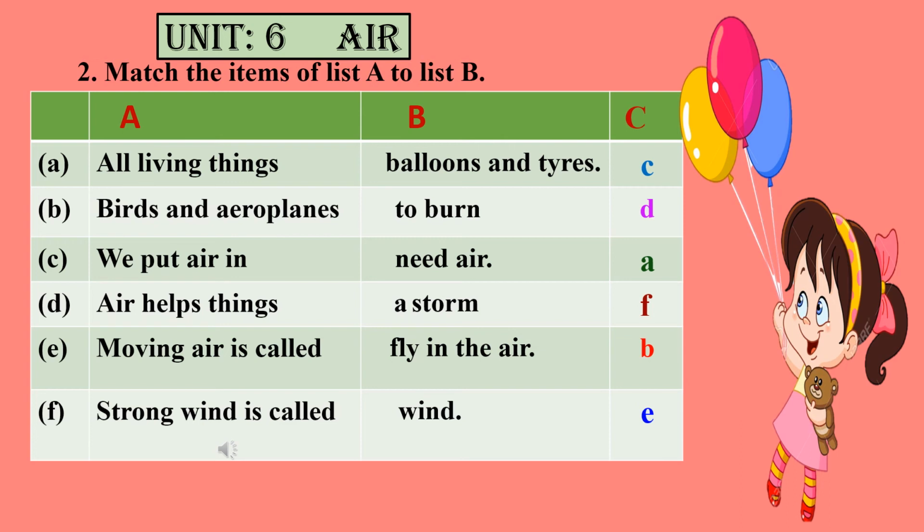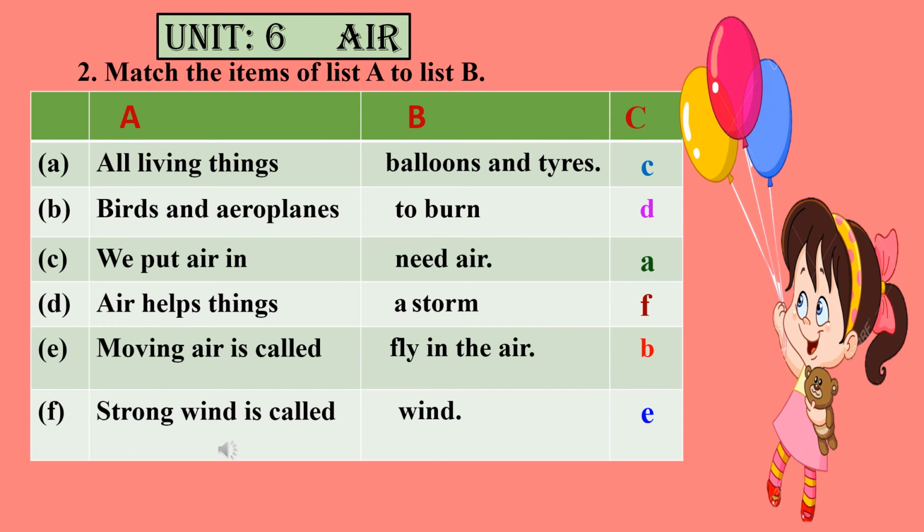C, we put air in. Okay, what do we put air in? In balloons and tires. So it is the answer of C. So write C in front of it, or you can draw a line to match it. D, air helps things. What does air help things to do? To burn. Yes, to burn is the other part of this sentence D. Okay, so you have to write D here, or you can match it with the line.